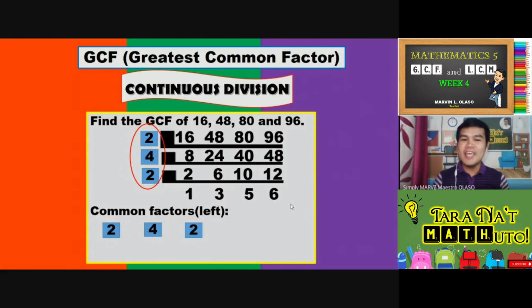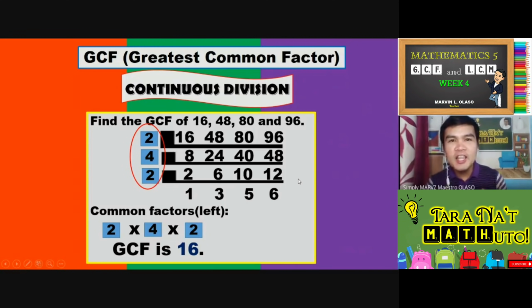Then, to get the GCF, i-multiply natin yan. 2 times 4 times 2, we have 2 times 4, we have 8 times 2, we have 16. So, the GCF of 16, 48, 80, and 96 is 16. Hopefully, you got it. Alright.